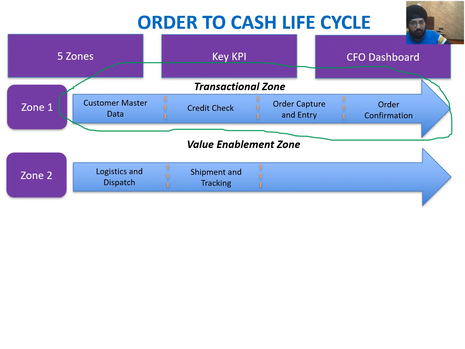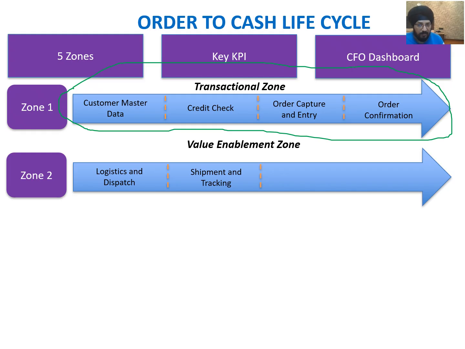Between these two steps, before logistics and dispatch, there is one more step, which is fulfillment. We have consciously kept it out of this order to cash series for now, considering the fact that it largely touches the costing or inventory part. All those inventory and costing parts will be covered separately in a separate series. To make sure we are not over-confusing the order to cash series, we have consciously left out the inventory part, which is fulfillment, and we are assuming that it is being taken care of by a separate department, which is the inventory department or the planning department.